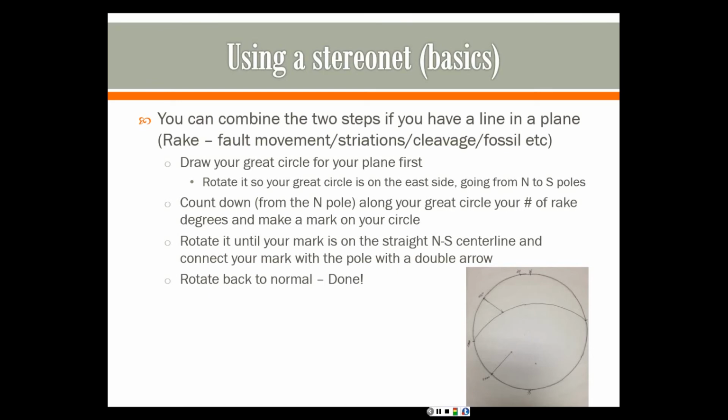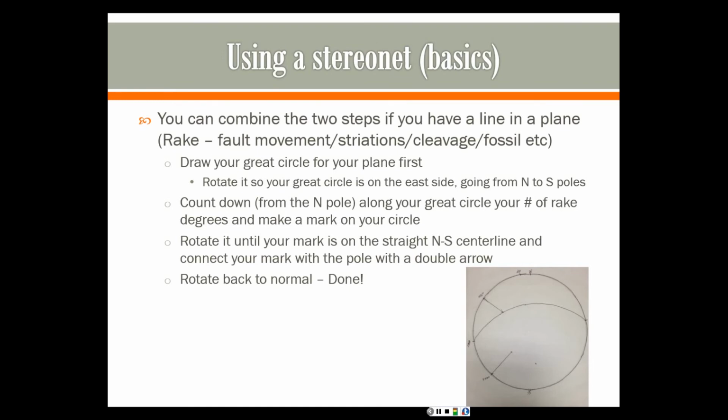If we have rake, it's a linear feature on a plane. It's the striations on that fault plane, for example. So we're basically combining the great circle for a plane and a linear feature. So you draw your great circle following the exact same steps as you did in part 1. And then you want to rotate it so that your great circle is curved to the east. When you did it initially, it might be curved to the west, it might be curved to the east. But to draw the rake, you need to spin it so it's curved to the east.